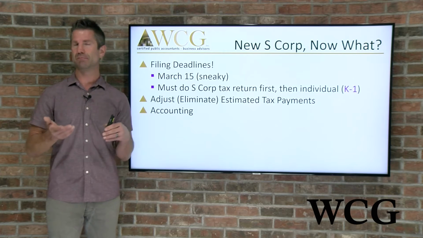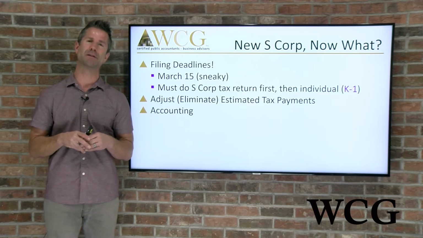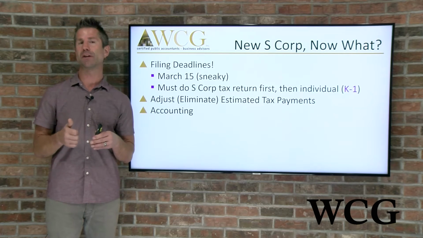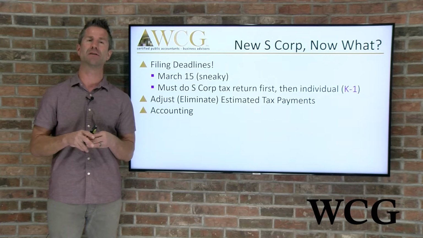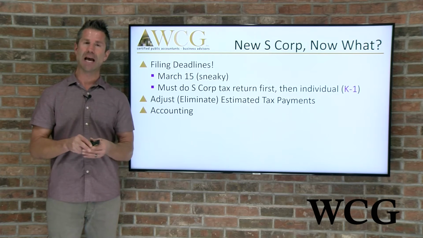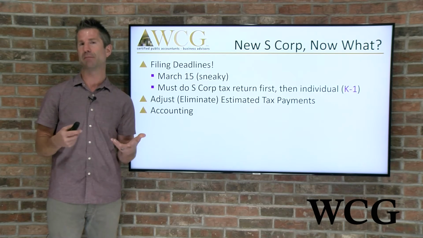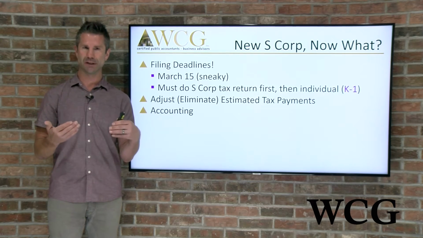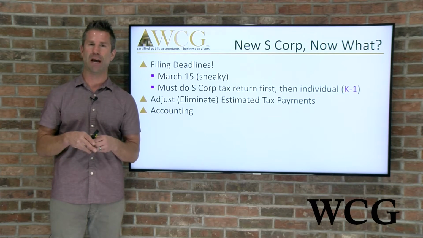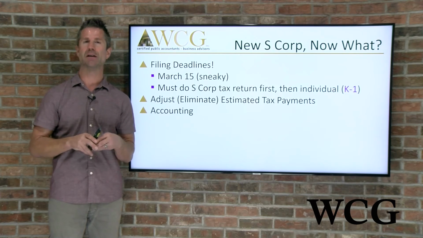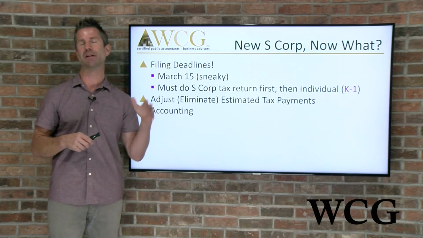We also have to adjust, maybe even eliminate, your estimated tax payments. If your estimated tax payments were calculated from your previous year's tax return, they're going to include your self-employment tax. That's your Social Security and Medicare tax associated with your LLC. That's going to be in the payment on top of the income tax as well. Since the S Corporation is drastically reducing the amount of Social Security and Medicare taxes that you pay, plus we're paying those taxes through payroll, you will not need to make as large of an estimated tax payment.